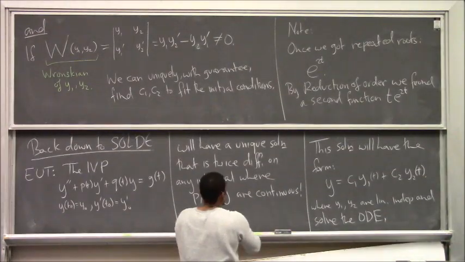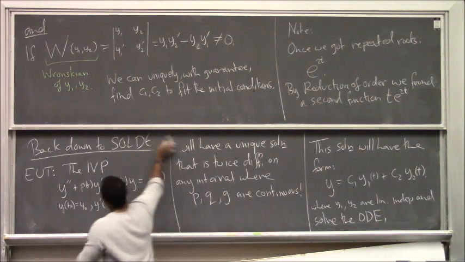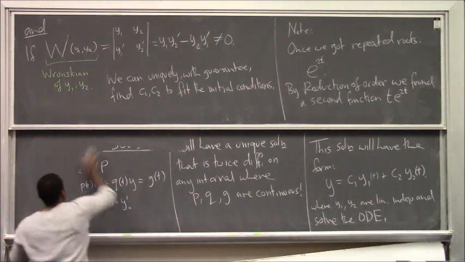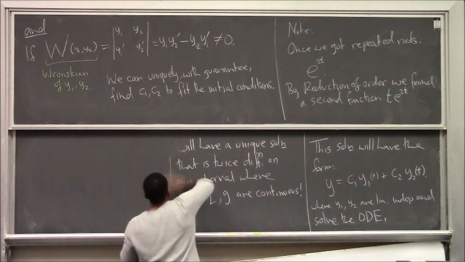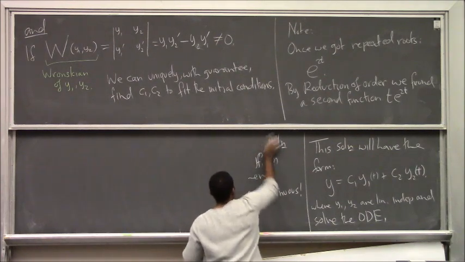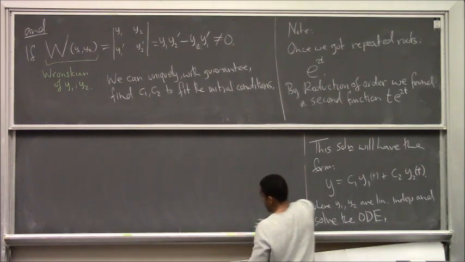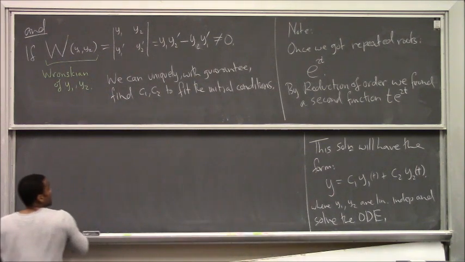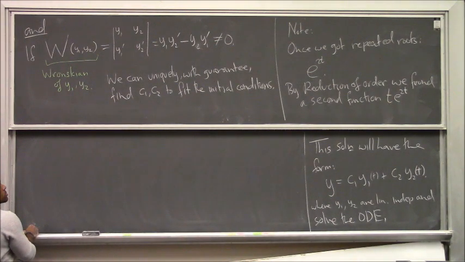Now, how do I know that those two things are linearly independent and would actually give me a good solution that will hit any initial condition that I want? Well, C1 e to the 2t plus C2 t e to the 2t is equal to 0 only when C1 and C2 are 0. So that means they're linearly independent. But how do I know that I can actually solve any initial condition?